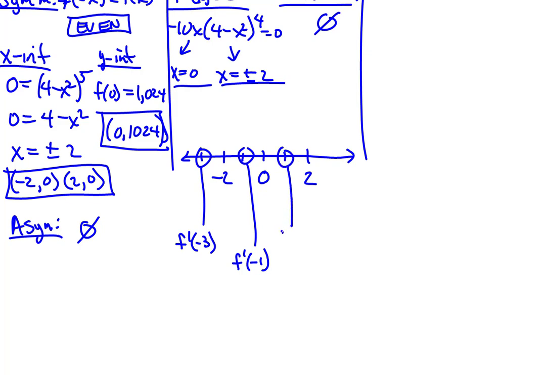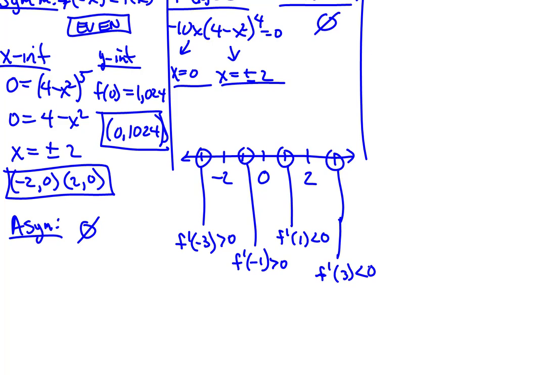Between 0 and 2, we could try f prime of 1. And then, of course, after 2, we could try f prime of 3. And so we're just plugging those inputs into the derivative function defined above. I'll just summarize it here: f prime of negative 3 turns out positive. F prime of negative 1 turns out positive as well. F prime of 1 turns out negative, and so does f prime of 3.